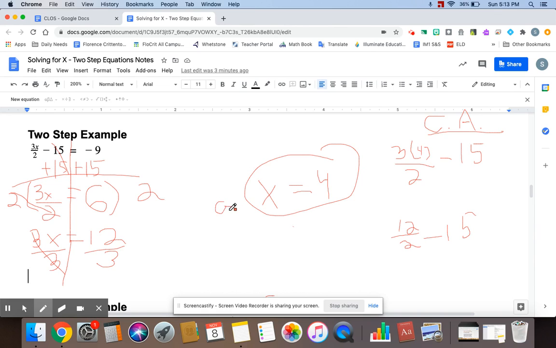So G for grouping. Next is E for exponents. I don't have any exponents. Next is M for multiply/divide. Here's a division, so 12 divided by 2 is 6. And now I have 6 minus 15, and the last one is S for subtraction/adding, and 6 minus 15 is negative 9, which if you look at the original problem, they wanted it to equal negative 9. So I have the right answer. 4 was right because it does make it equal negative 9.